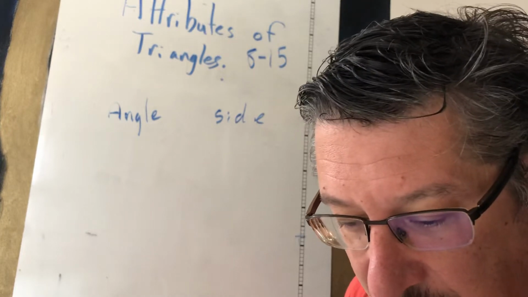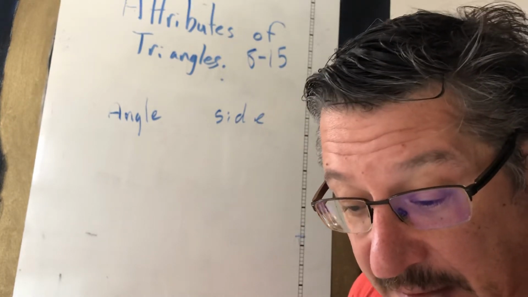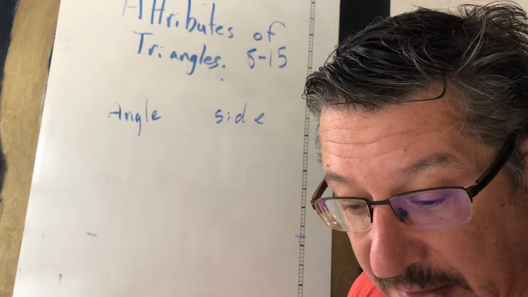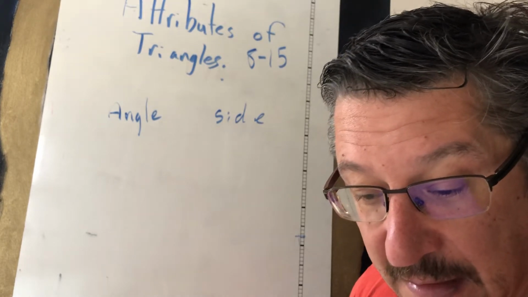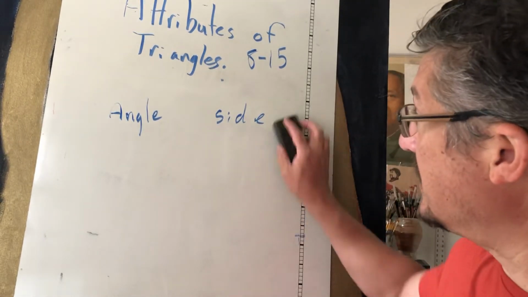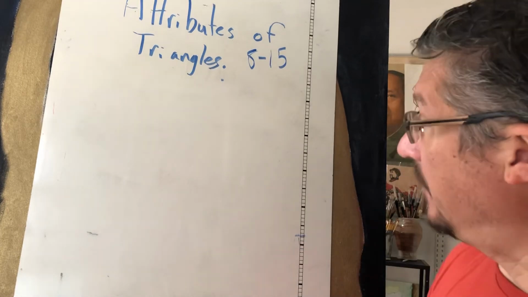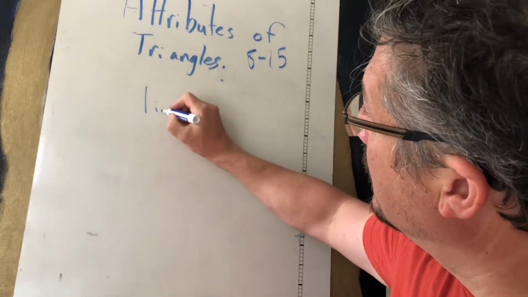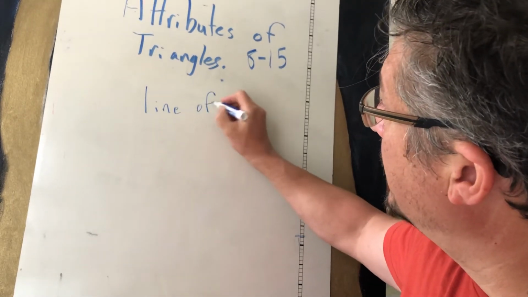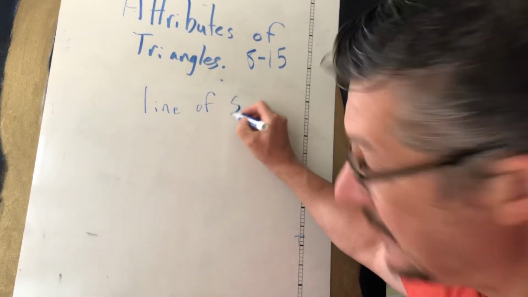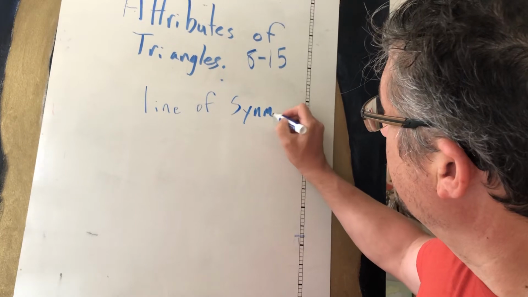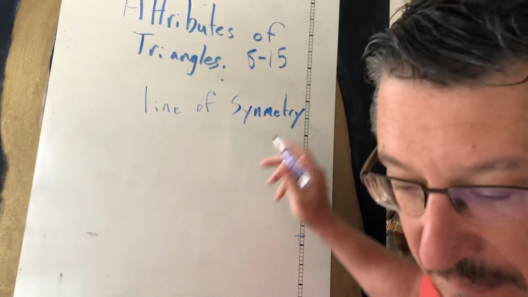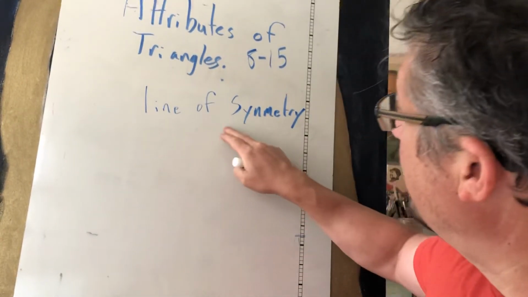Okay, here's an interesting one. An isosceles triangle without a line of symmetry. Is that possible? So a line of symmetry, let's just write this down. Line of symmetry. Make sure I spelled it right. You guys know my spelling is not the best.